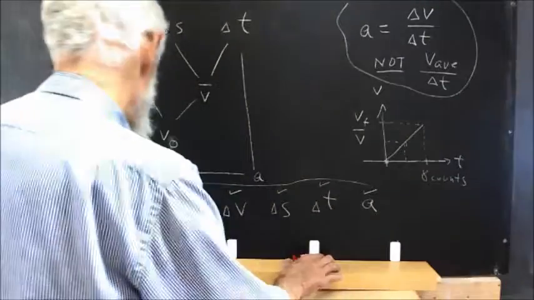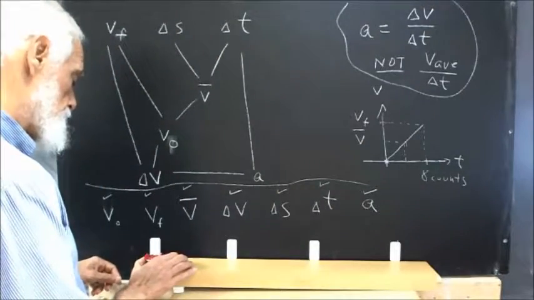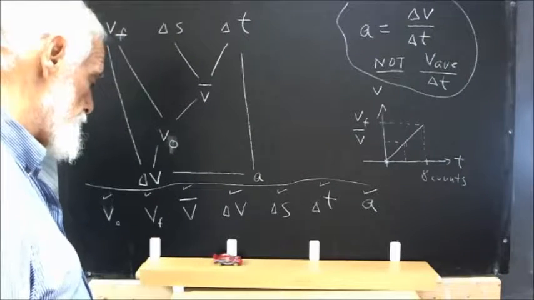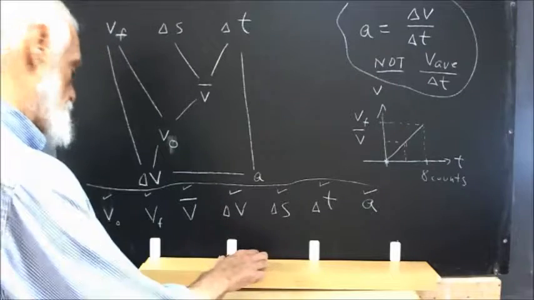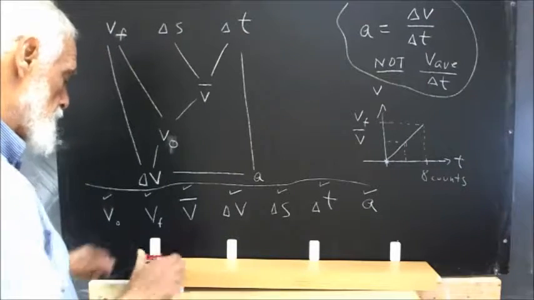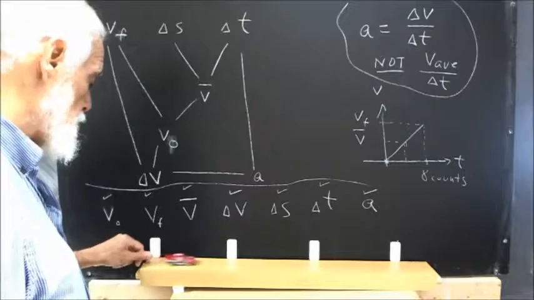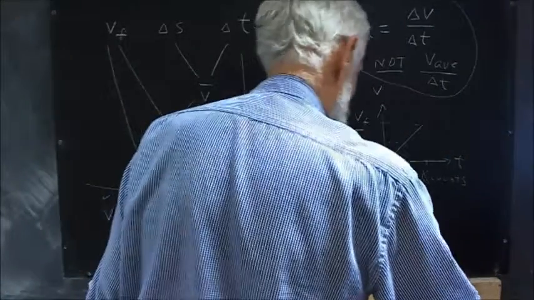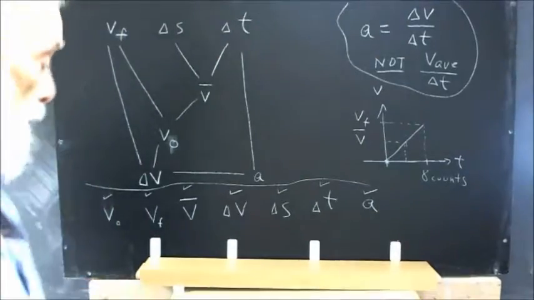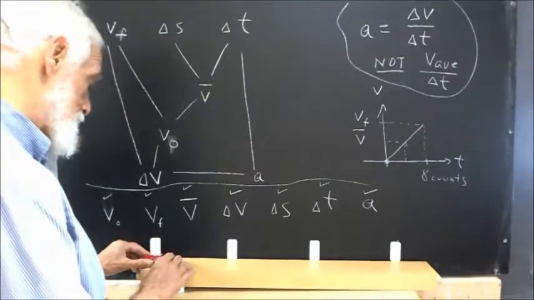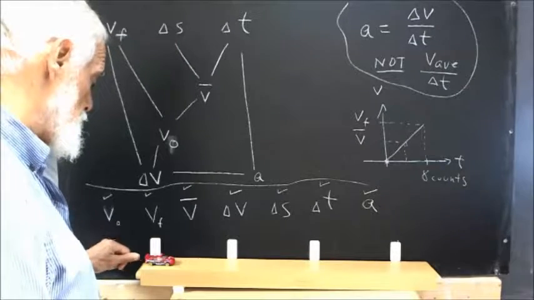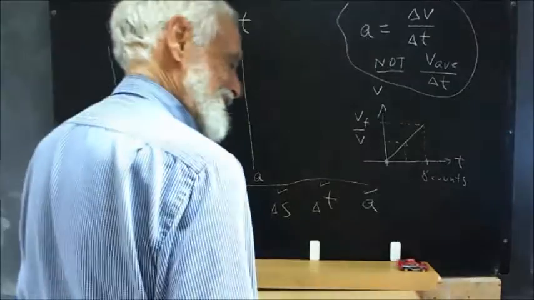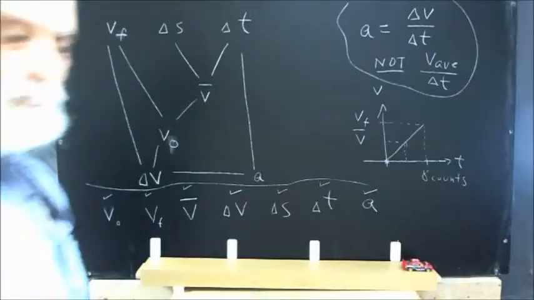Okay. Ready? 1, 2, 3. Good. Ready? 1, 2, 3. I was hoping it would stop before it got to the end, but not quite. Try again. 1, 2, 3. Maybe too hard. Good, it stopped. Okay.